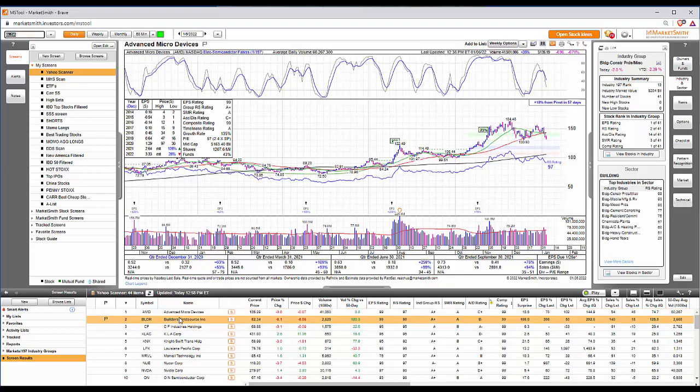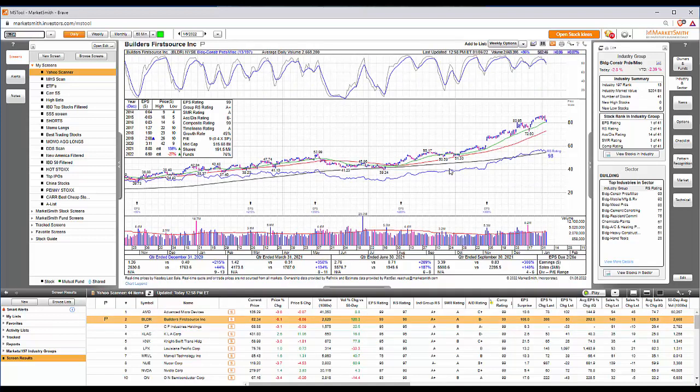Builder's First Source. This is the one that we actually did a little shorting of a couple of days ago. Had a nice little gain, just a day trade, because it got a little too high, right? A little too far, too fast. And so I'm not interested in this one as a long. This is going to have to come down a little closer to the 50-period moving average for me to take some of that risk out of the trade.